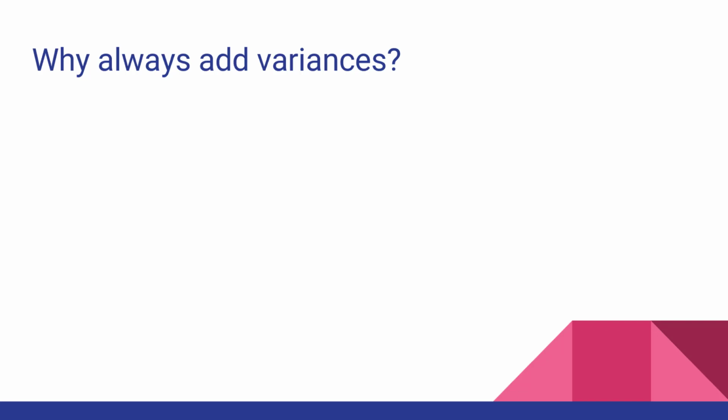So even though we have subtracted from our cereal box, our uncertainty, so our variance, has only increased, which is why we always add variances. Variance only increases, it does not decrease.